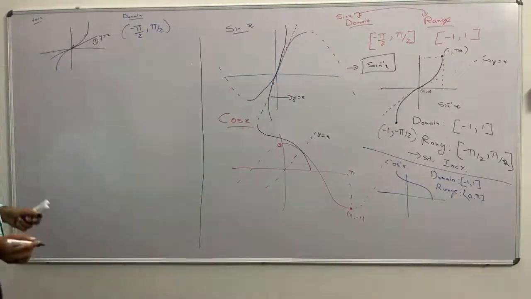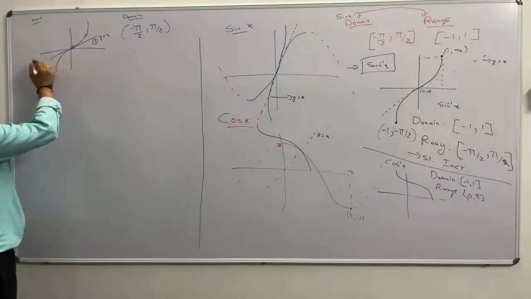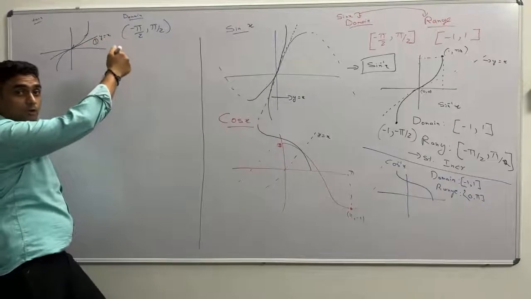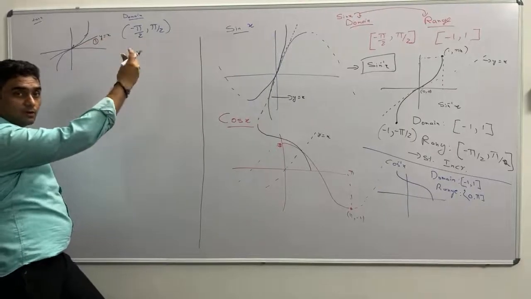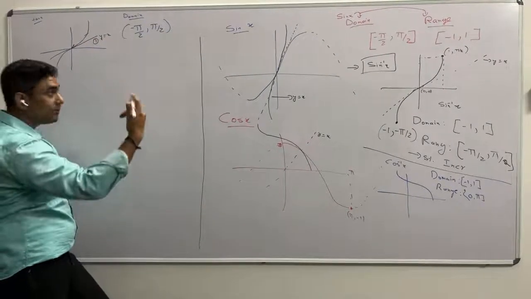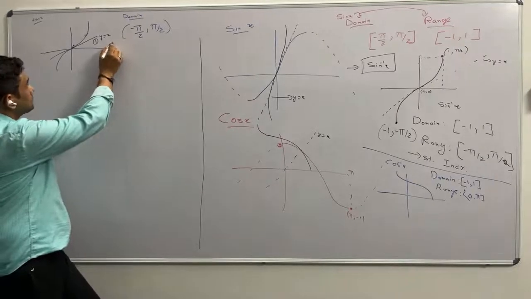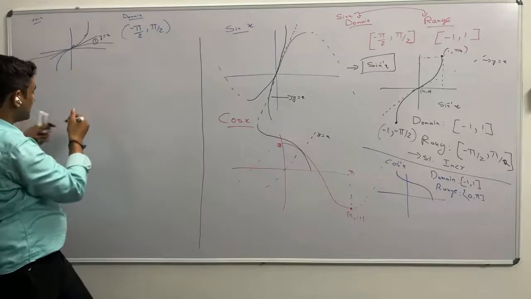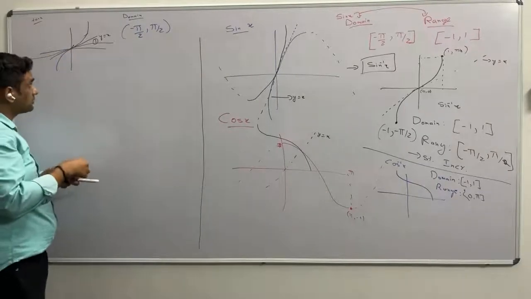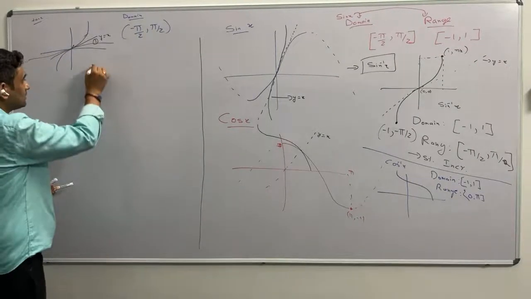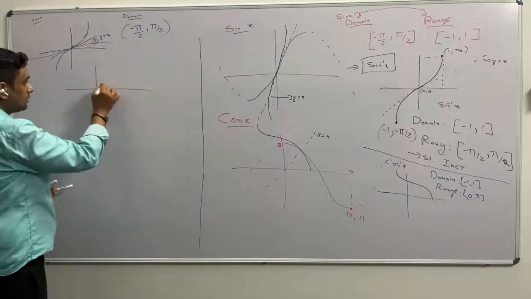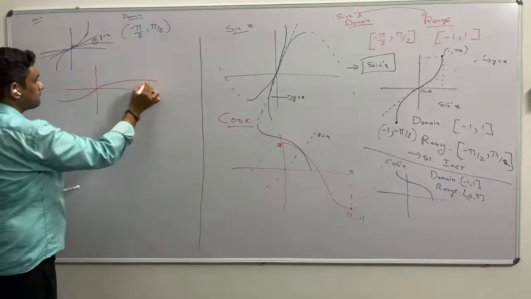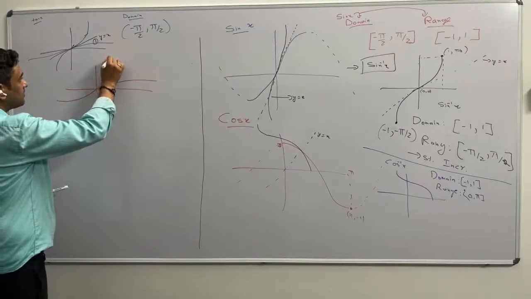So now if you draw its mirror image, the mirror image will be like this. So if the function is always above y equal to x, the mirror image will always be below y equal to x. So it will be like this. Okay, I'll draw it separately so that you do not get confused. So the graph of tan inverse x will look like this. This will be the graph of tan inverse x.